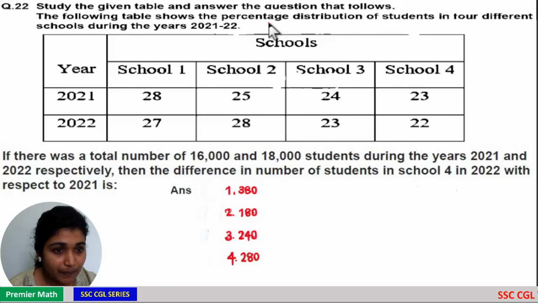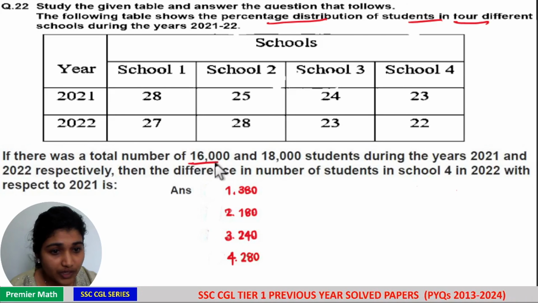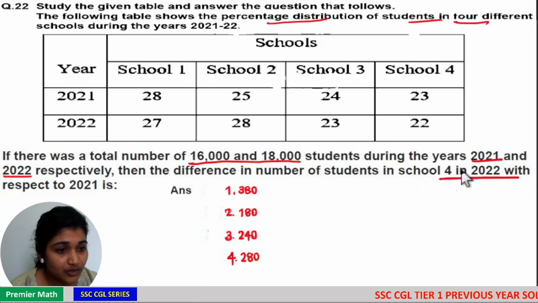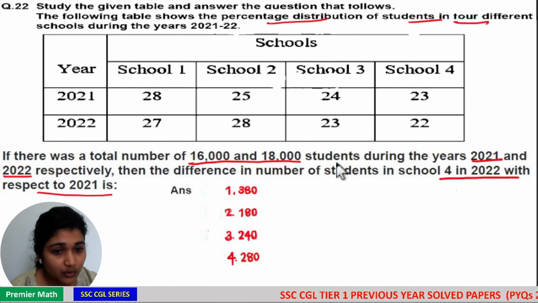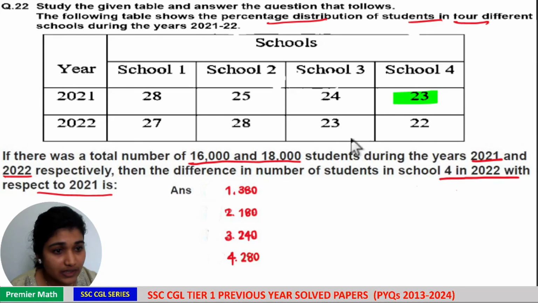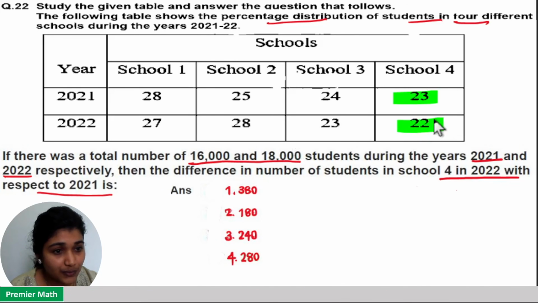Here, the percentage distribution of students in 4 different courses is given. If the total number of students was 16,000 and 18,000 during years 2021 and 2022 respectively, then the difference in number of students in school 4 in 2022 with respect to 2021 is? So we have to find the difference in number between 2022 and 2021 in school 4.